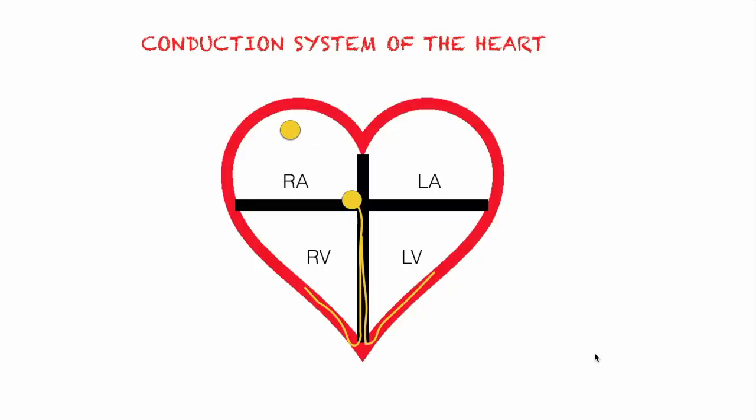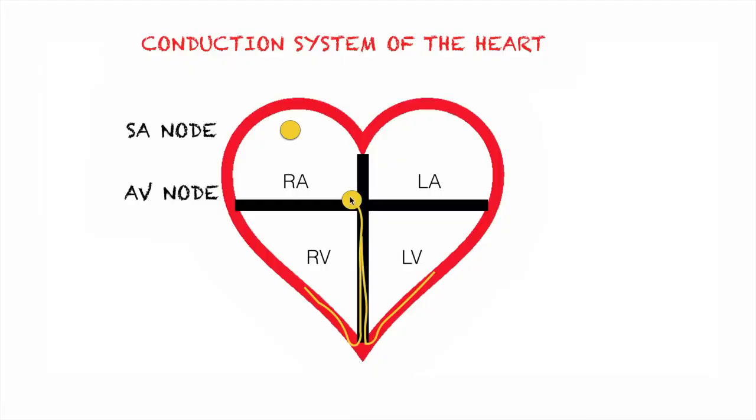The first cell is called the SA node, right here, or the sinoatrial node. By its name, sinoatrial, this cell is found within the right atrium of the heart. This is also known as the natural pacemaker of the heart, because this is where the beginning of the conduction takes place. So from the SA node, the conduction goes to the AV node, or the atrioventricular node.